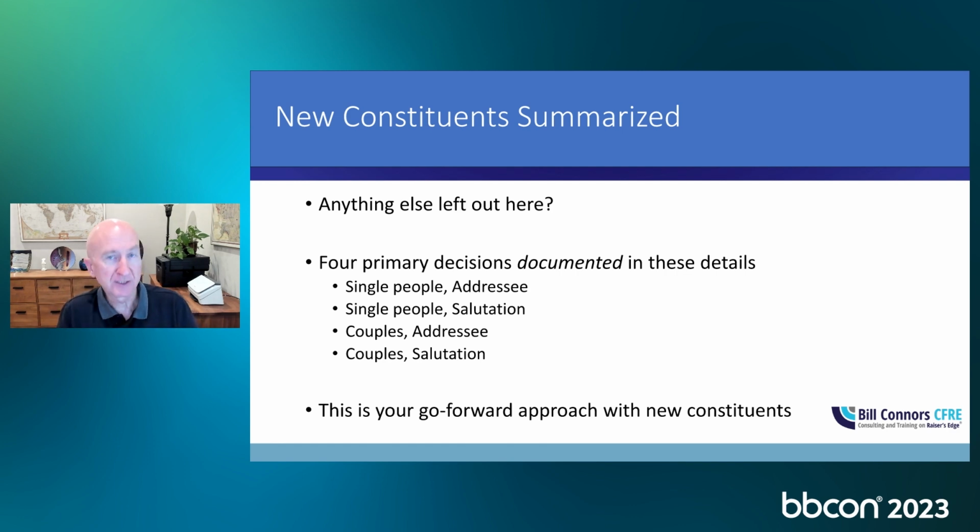There might be other issues with your constituencies or just in Razor's Edge in general I haven't thought of that you need to add as well. Don't be shy about doing this. I don't claim perfection and all knowing. So if there are other points, by all means, incorporate them in. But in summary, what you and your team should have done at this point is to decide, for a new single constituent, this should be their addressee. For a new single constituent, here should be their salutation. For a couple addressee, couple salutation. And this should be your go forward approach with new constituents.